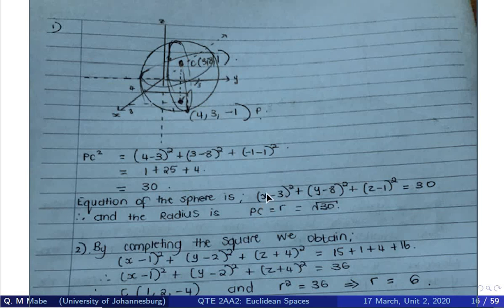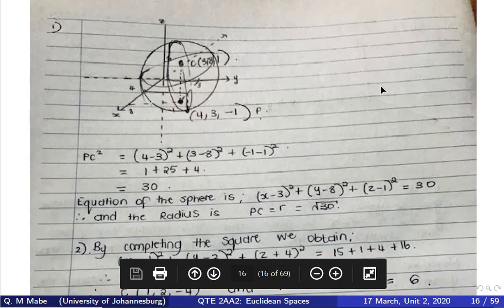Now it's x minus 3 square plus y minus 8 square plus z minus 1 square is equal to 30. Remember, everything is equal to PC square, not square root of 30, because it's PC square, so it will simply be 30. But then we were asked to find the radius. The radius is PC, which is equal to R, which is equal to the square root of 30.